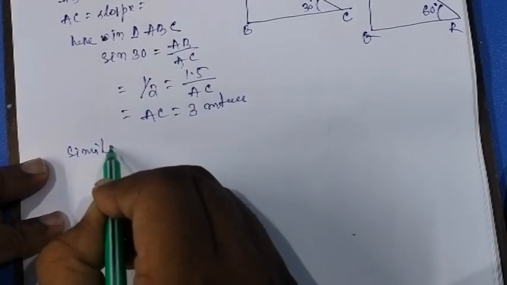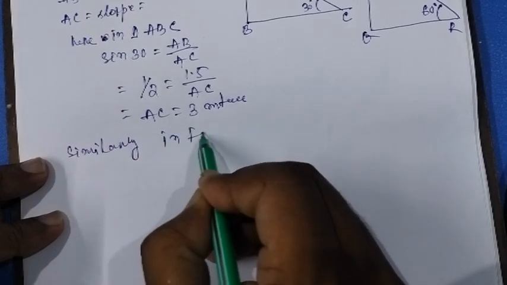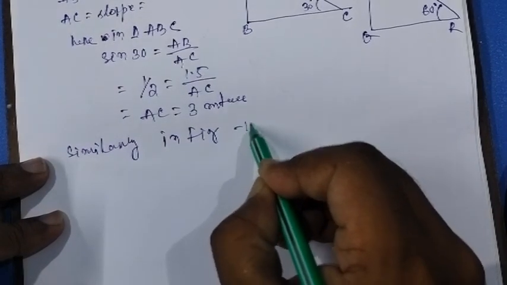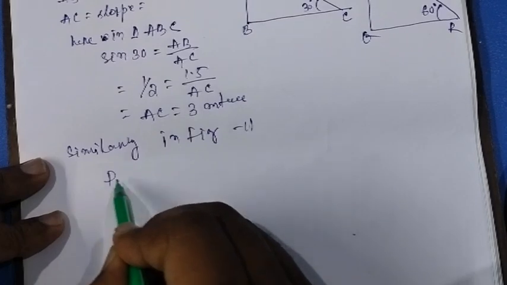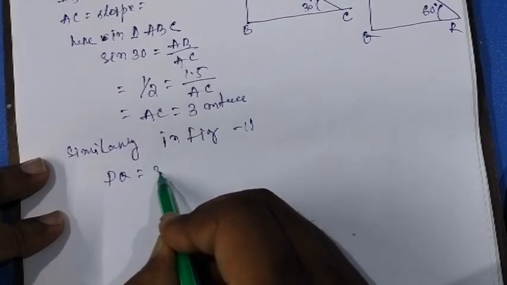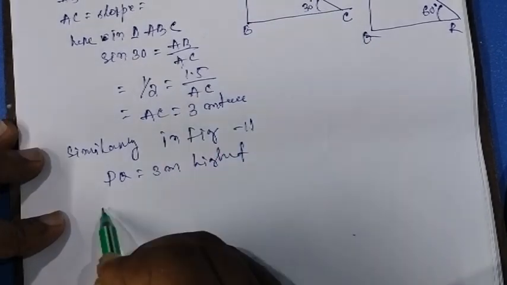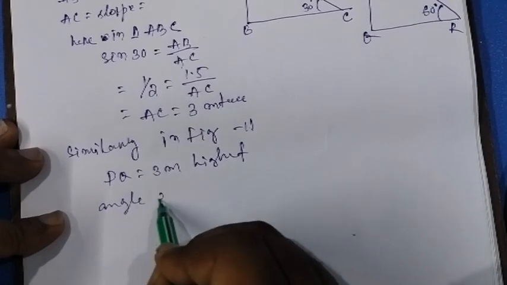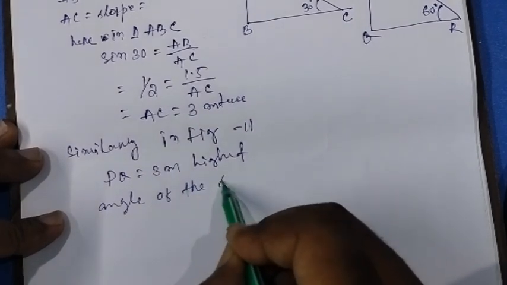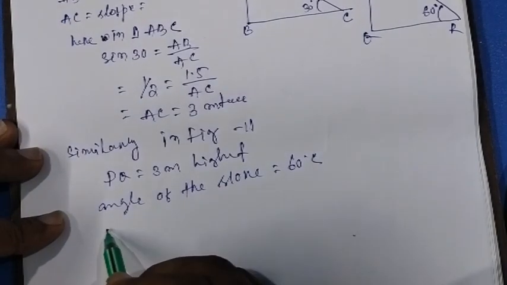Similarly, in figure 2, PQ is equal to 3 meter, height, and the angle of the slope is equal to 60 degree.